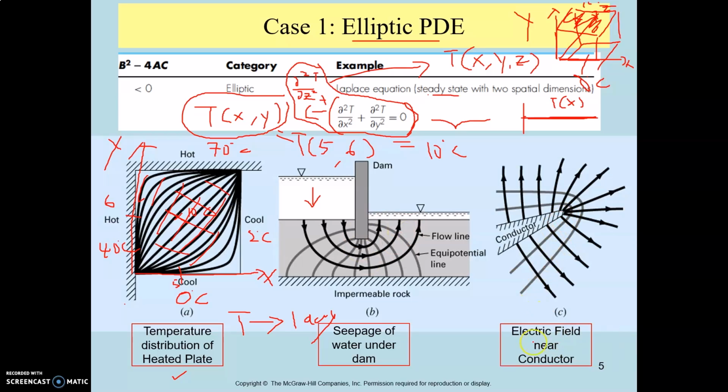Lastly, you can also find the electric field near the conductor, where the magnetic field and electric field here are constant and steady state. So this can be solved by using the elliptic PDE. And don't forget, the keyword for this case is time invariant, meaning it doesn't change with respect to time. So this is the behavior for the solution. For example, the temperature that you found from here, the velocity that you found from here, and the electric field that you found from here are constant over time.